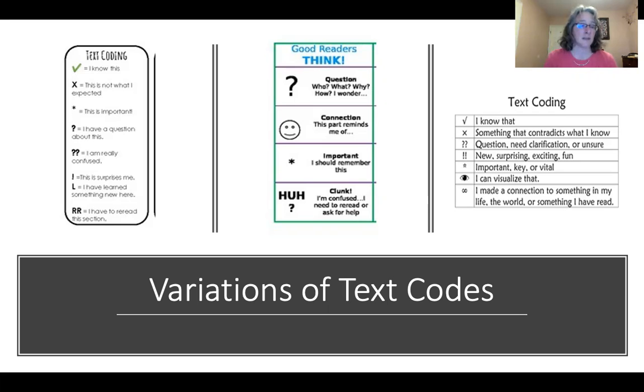This one has an exclamation for "this surprised me, this is really interesting." L for learned, R something I need to reread. Very simple here. Question, something I don't get. This, we have an emoji face, this makes me connection to something. An asterisk, something that's important.